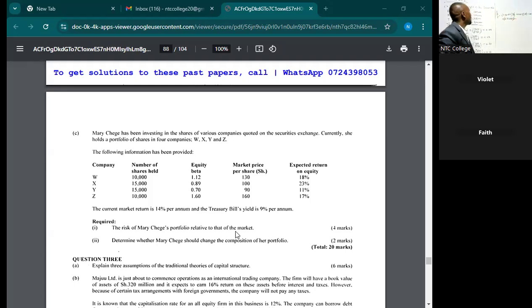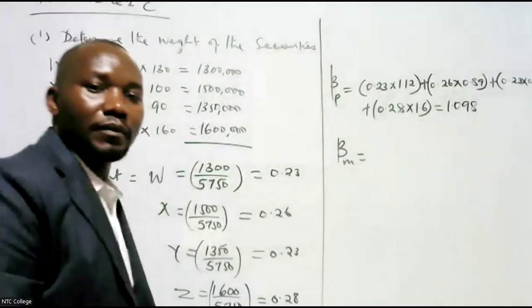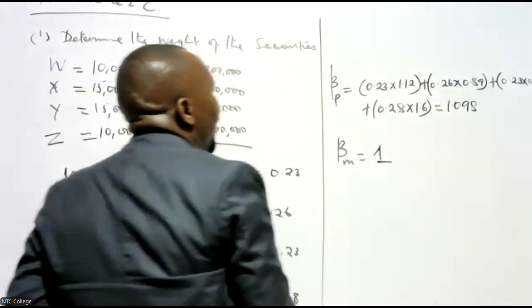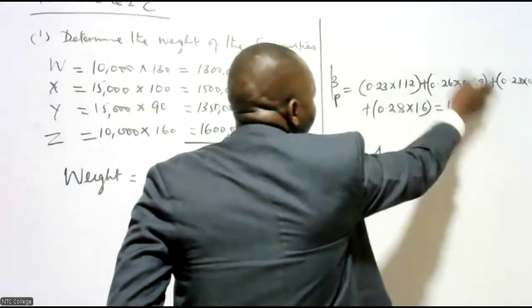What are you getting as the beta of the portfolio, or the risk in this case? Let's take your calculator. 1.098. What is the market beta? Market beta is normally 1. So they are telling you to compare the beta of the portfolio, which is this, and the beta of the market.